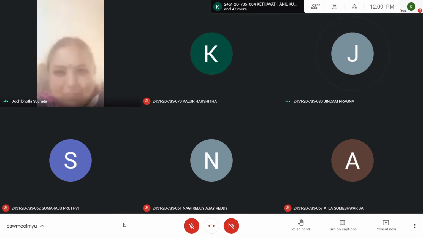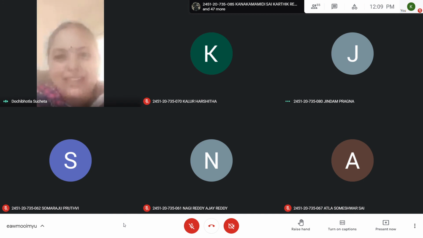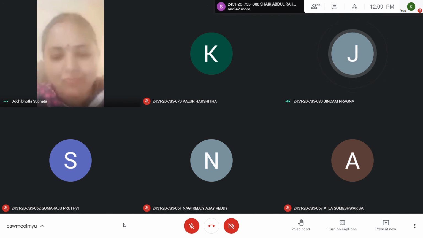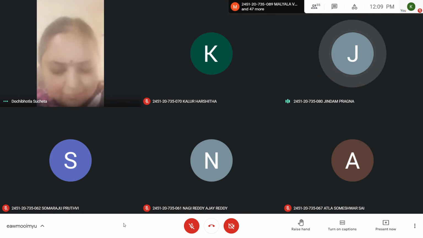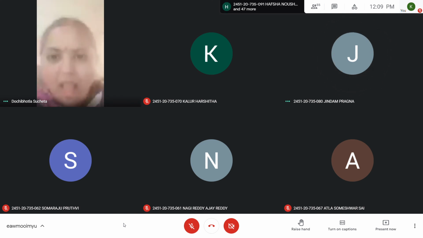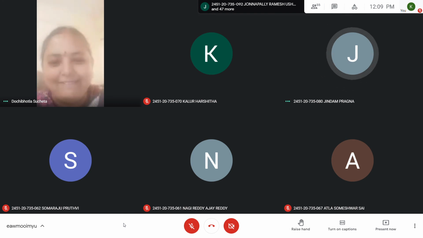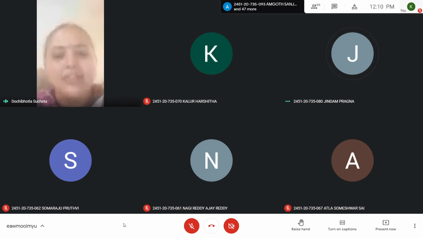Ma'am, what does it mean, AC power supply and DC power supply? In DC power supply, there is a constant flow of current, but in AC power supply, there is no constant flow of current, ma'am. If there were no constant flow, all the lights would flicker. But the answer is correct.